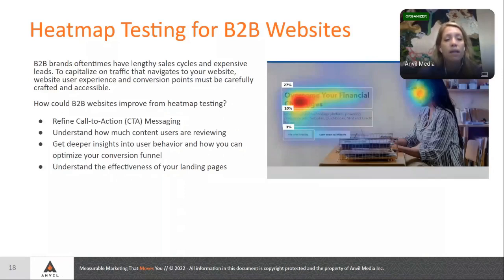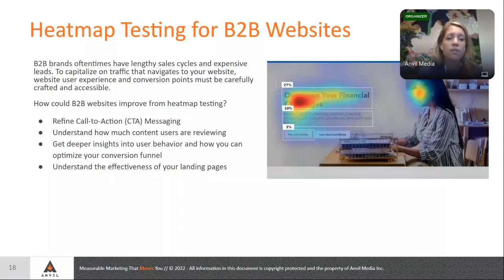We can also see how much of the actual content users are reviewing. So tying this into the scroll data and just the heat map testing overall, we can see where users are putting their attention, where users are typically ignoring, to see how much information users are actually digesting when they come to the landing page or the actual website.